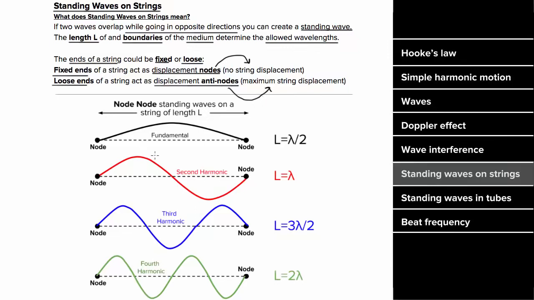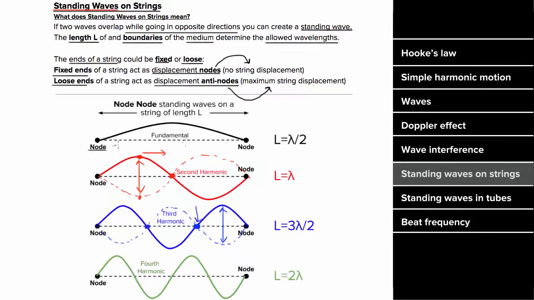Standing waves no longer appear to move along the medium. They just oscillate back and forth in place. So this antinode would move from the top to the bottom, back to the top, but you wouldn't see this crest move right or left, hence the name standing wave. However, the nodes stay put. There's never any displacement at a node.